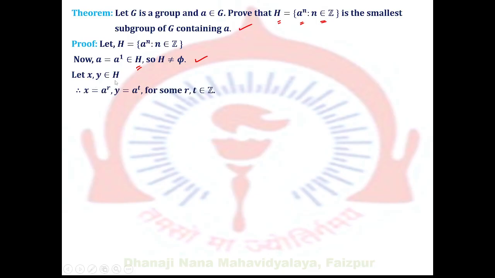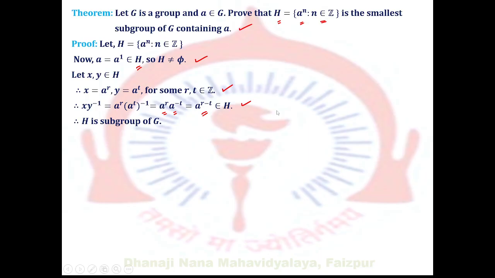So for x and y belongs to H, x can be written as a raised to r, y can be written as a raised to t for some r and t belongs to Z. Now consider x into y inverse. So here we use that necessary and sufficient condition for subgroup. So x into y inverse is a raised to r into a raised to t inverse. It can be written as a raised to r into a raised to minus t, or it is a raised to r minus t, and that belongs to H. So thus here H is a subgroup of the given group G.